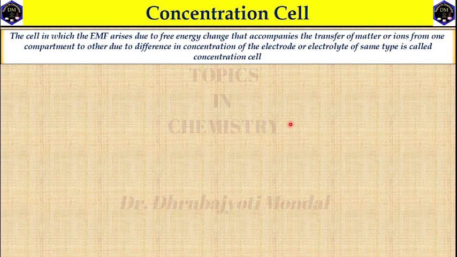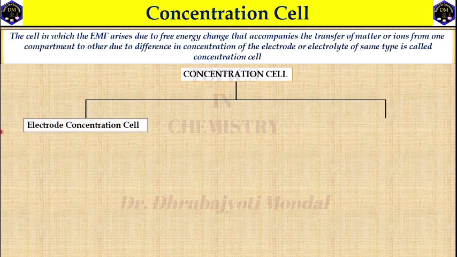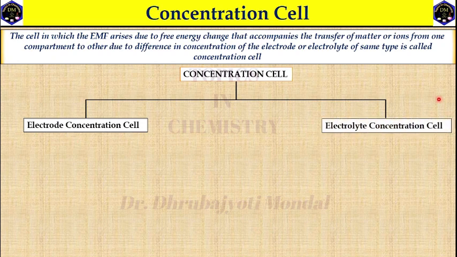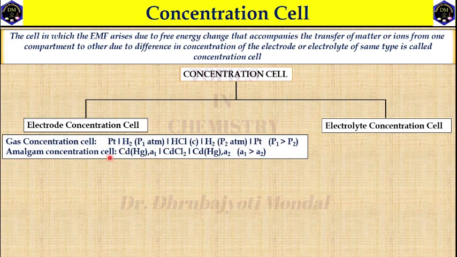So based on this definition, concentration cells are of two types. What are those? First, this is the electrode concentration cell, in which the concentration of the electrodes is different. Another one is the electrolyte concentration cell, where the concentration of the electrolyte is different. That's why there are two types of concentration cell: electrode concentration cell and electrolyte concentration cell. Now, what are the examples of electrode concentration cell? First, the gas concentration cell, and another one, the amalgam concentration cell.